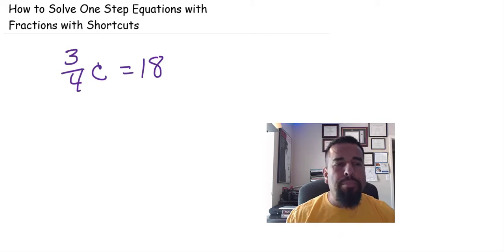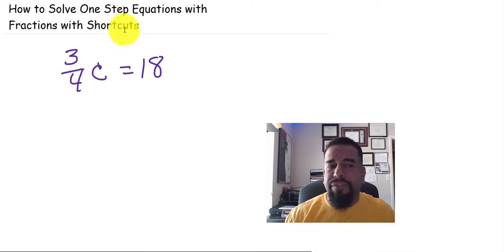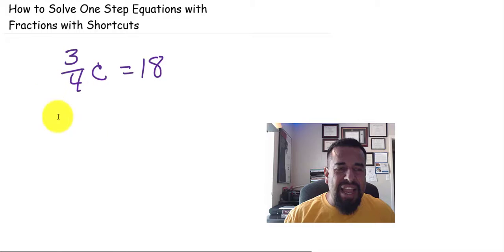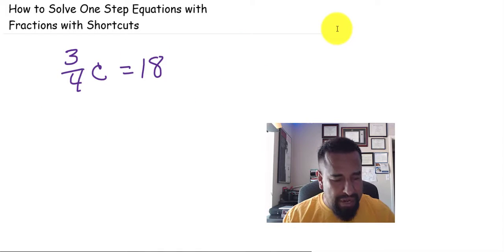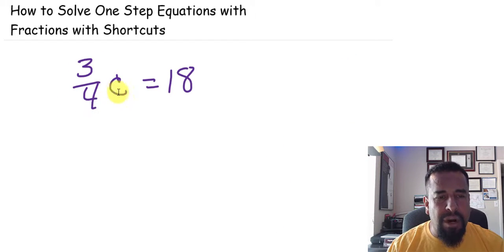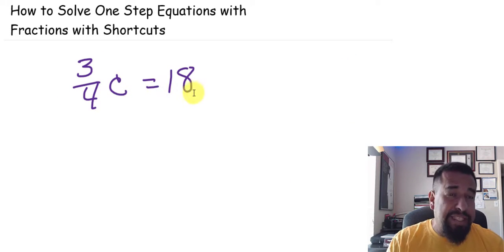Hopefully by now you got your notebook out and you've copied down the title, how to solve one-step equations with fractions. You don't have to write down "with shortcuts." And then copy down this first equation. If you haven't, go ahead and pause the video and copy it down. Here we go. So we have 3 over 4 times c equals 18.